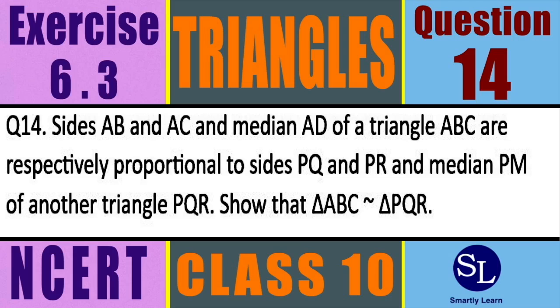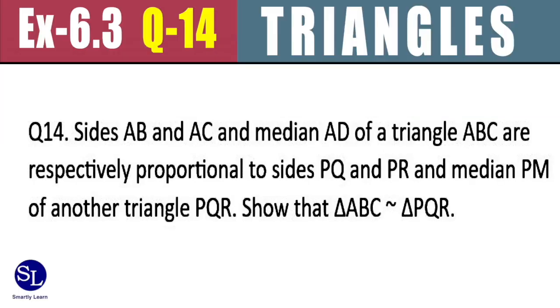In this video, let's see how to solve the 14th question in exercise 6.3. Sides AB and AC and median AD of triangle ABC are respectively proportional to the sides PQ and PR and median PM of another triangle PQR. Show that triangle ABC is similar to triangle PQR.